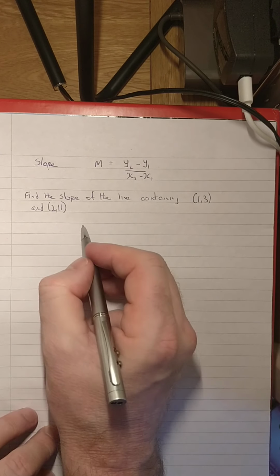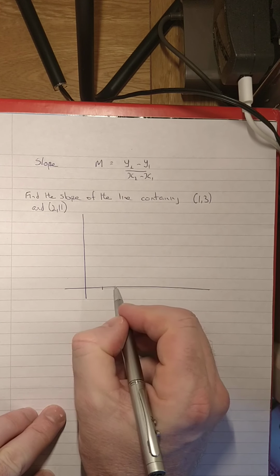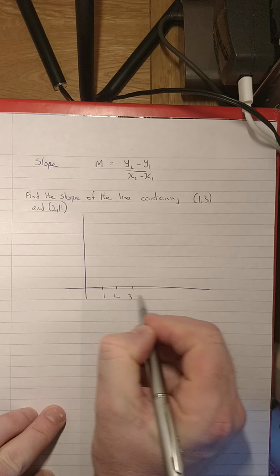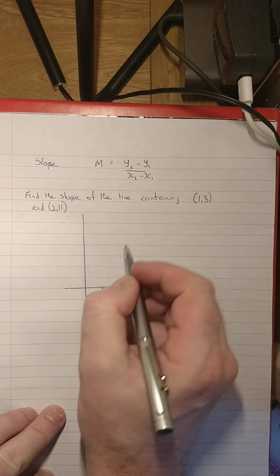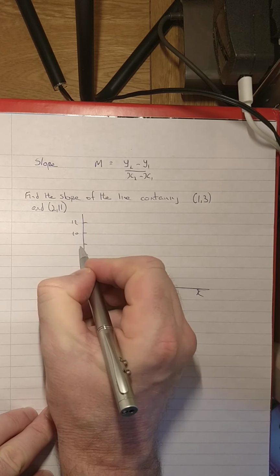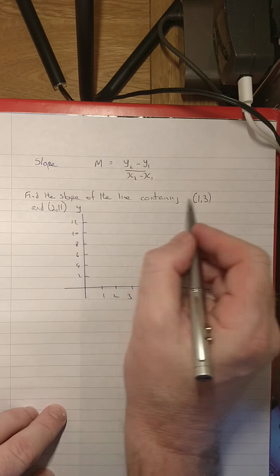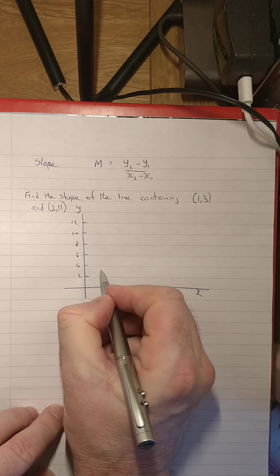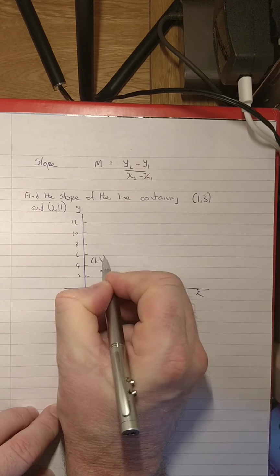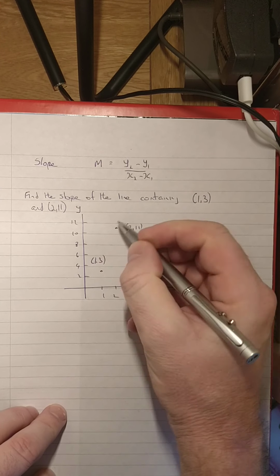Okay, so we'll just plot it roughly first. You don't need to plot it, this is just so we'll see it in action. So x-axis 1, 2, 3, because it only goes up as far as 2. Y-axis will go up in 2s. Okay, so 12, 10, 8, 6, 4, 2, and we label the y-axis. So 1, 3 is over 1, up 3, 2, 11 is over 2, up 11.